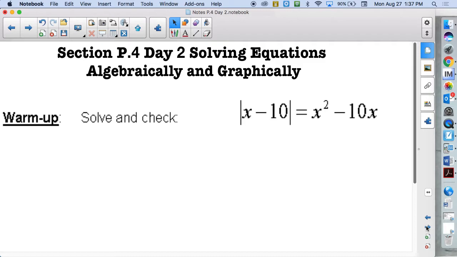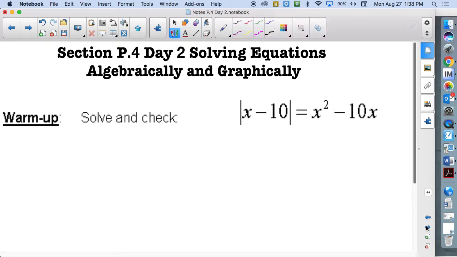So this was supposed to be a warm-up. We're just going to go through it together as a class. It says to solve and check. And we have the absolute value of x minus 10 equal to x squared minus 10x. On Friday, we talked a little bit about how to work through absolute value. Does anybody have an idea of what we do to solve this? Chelsea? Don't you set x minus 10 equal to x squared minus 10x, and then x minus 10 equal to negative x squared plus 10x?